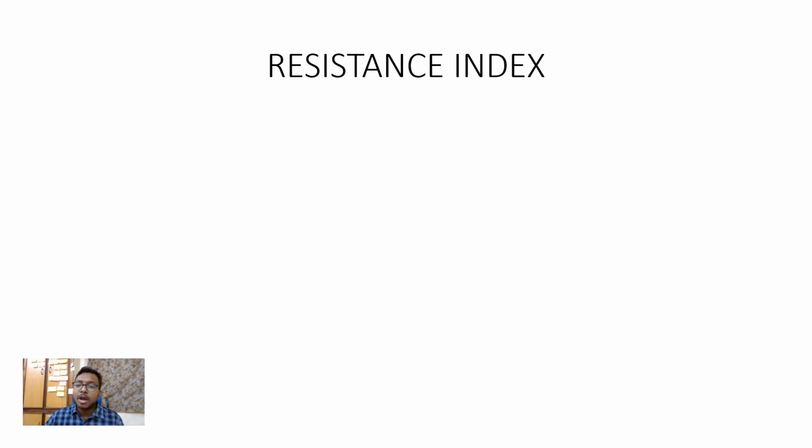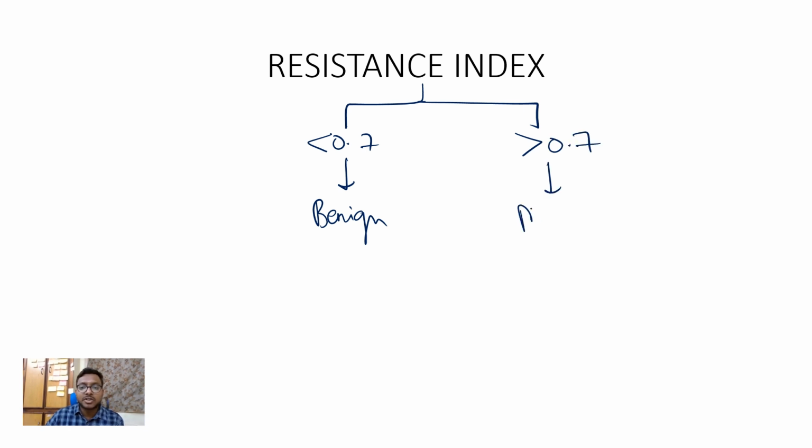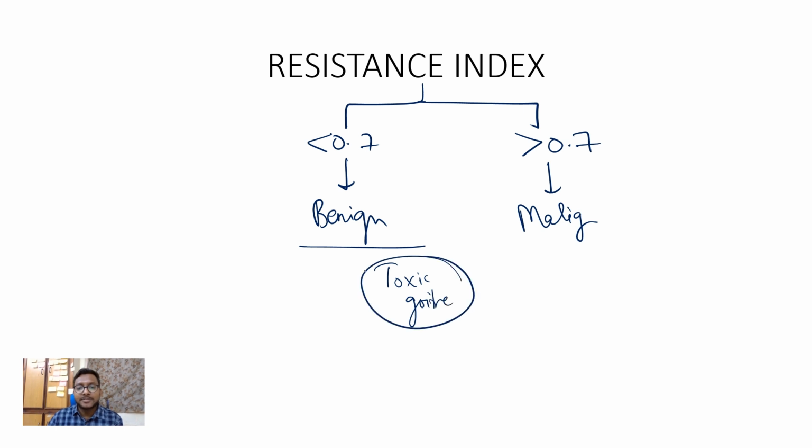The question will be, how will you differentiate whether thyrotoxicosis, or increased thyroid hormone levels, is because of a benign entity or a malignancy? When you are doing ultrasound neck, you will do Doppler and calculate something called the resistance index. If the resistance index is less than 0.7, it is suggestive of a benign entity, whereas if it is more than 0.7, it is suggestive of malignancy. Toxic goiter has less resistance for the vascularity. That is why a benign entity will have less than 0.7.